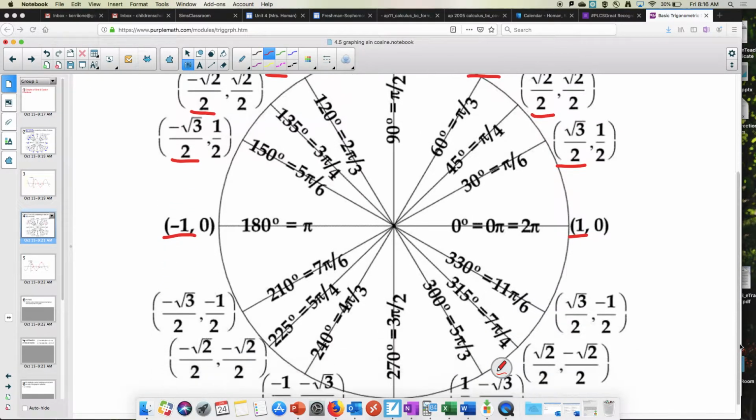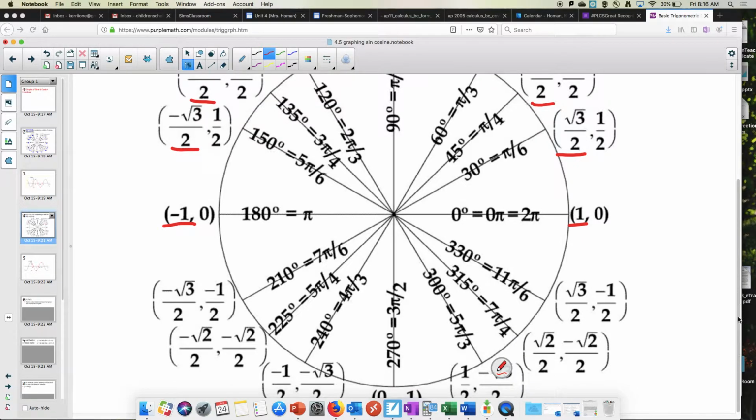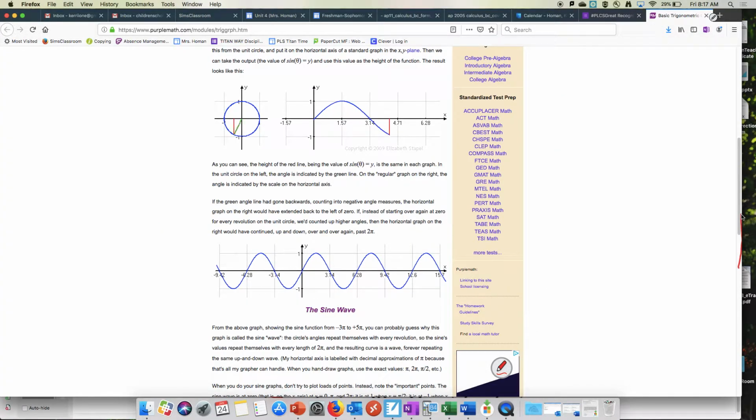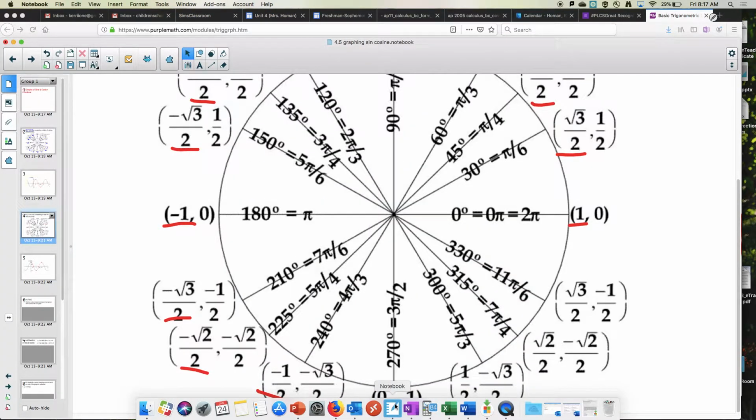And then as we rotate back, we have negative ratios for cosine all the way until we get to the cosine of 3 pi over 2 is 0, and then we climb back up until the cosine of 2 pi is 1.